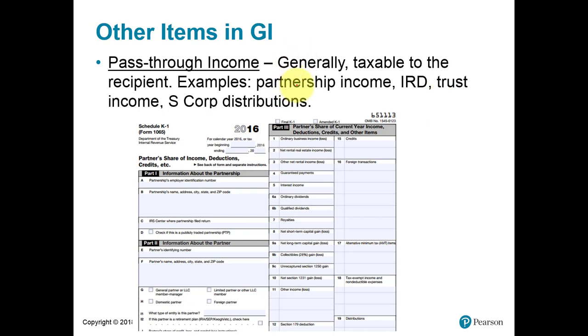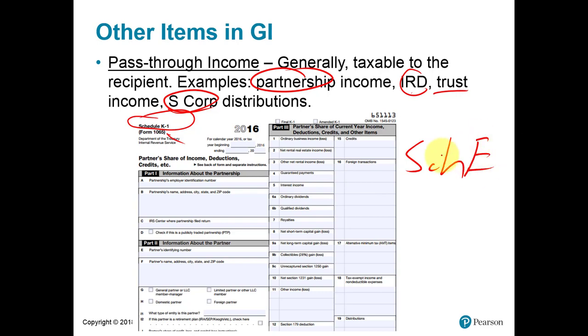Pass-through incomes. If you're a partner in a partnership, a beneficiary of an estate, this is income in respect of a decedent, or a beneficiary of a trust, or a shareholder of an S corporation, then probably you're going to get a form from those entities called a Schedule K-1. In this case, it's a partnership. And it kind of looks like a W-2 form showing your share of the income and deductions and maybe tax credits you've got to report on your 1040 form. Some of these items may be reported on the Schedule E, page 2.